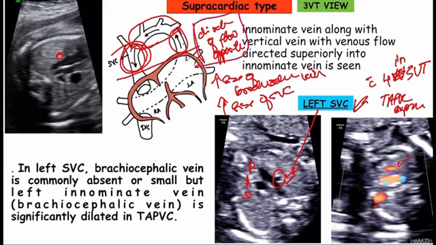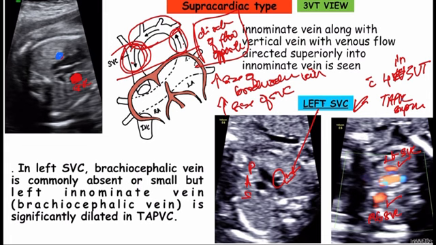Here comes the direction of flow. The direction of flow will be in the same direction in the case of left SVC and right SVC, because both are draining towards the heart, whereas here the direction will be opposite. So this will be red color because it goes towards the SVC, and this will be in the direction opposite. Okay, so this is one of the important features differentiating between left SVC and TAPVC supracardiac based on the three-vessel tracheal view.